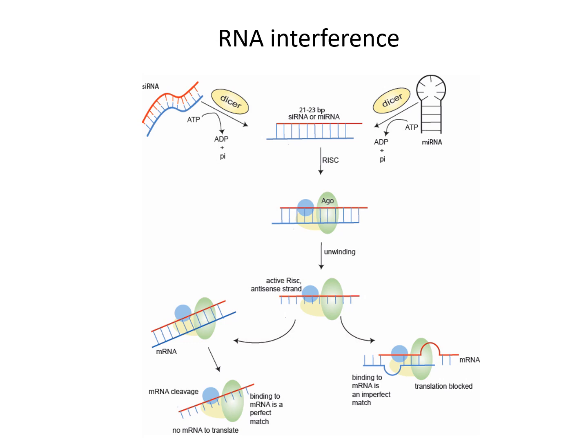Both microRNA and siRNA can be cut by Dicer to 21 to 23 base pair long siRNA or microRNA, and then the RISC will bind to the siRNA or microRNA. In an ATP-dependent process, the RISC unwinds the double-stranded RNA and selects the antisense strand.